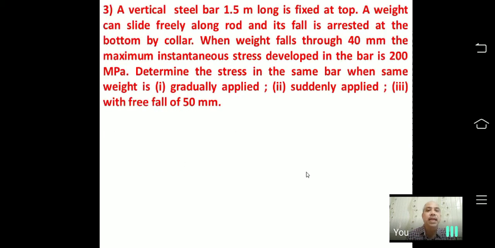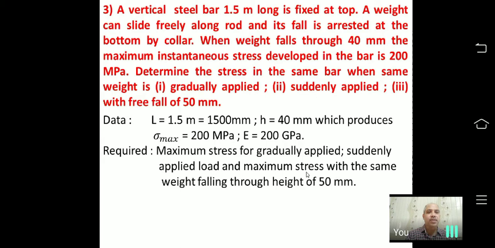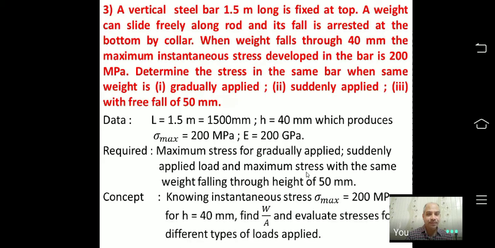Now we will go to the next, which is for suddenly applied. So now we can have combination. We have taken all three, that is gradually applied, suddenly applied, and free fall. Now see, a vertical steel bar 1.5 meter long is fixed at top. A weight can slide freely. So we can have this given data. So maximum stress for gradually applied load and maximum stress with the same weight falling through height of 50 millimeter, that is required.